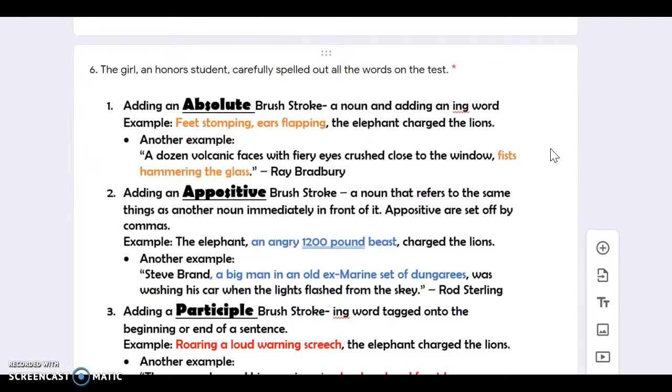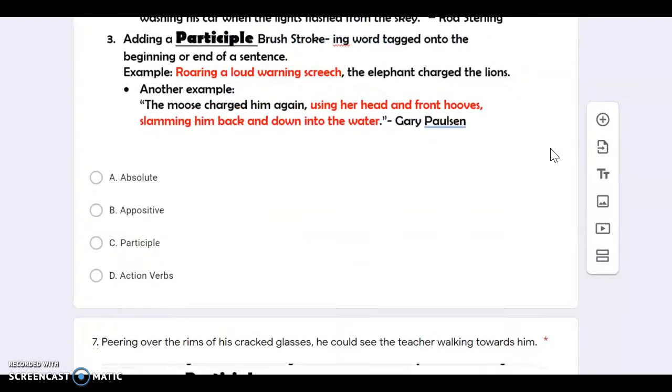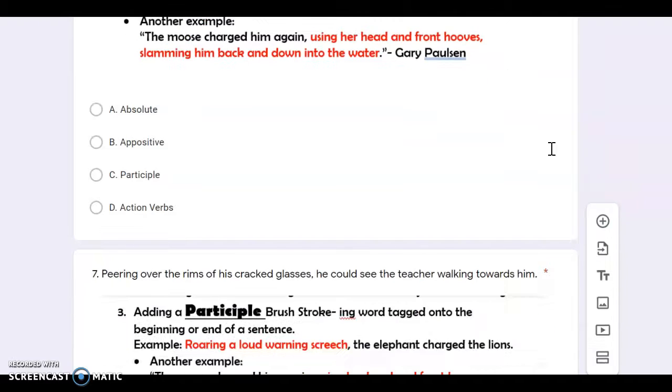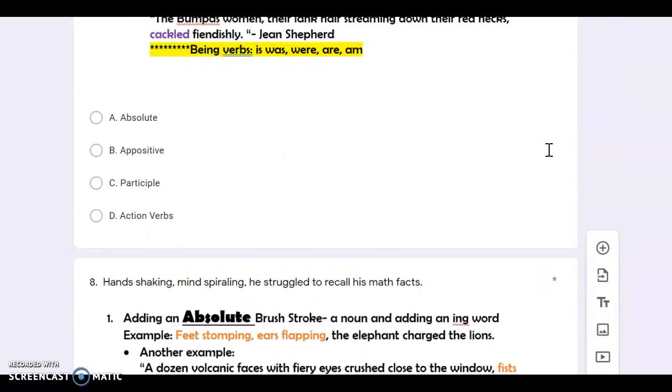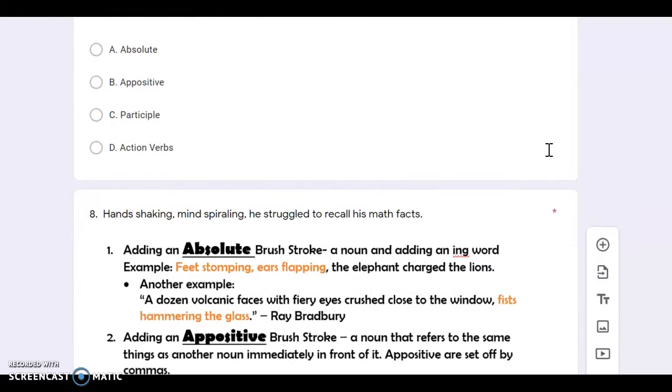Number 6, the girl, an honors student, carefully spelled out all the words on the test. A, absolute, B, appositive, C, participle, D, action verbs. Number 7, peering over the rims of his cracked glasses, he could see the teacher walking towards him. A, absolute, B, appositive, C, participle, or D, action verbs.